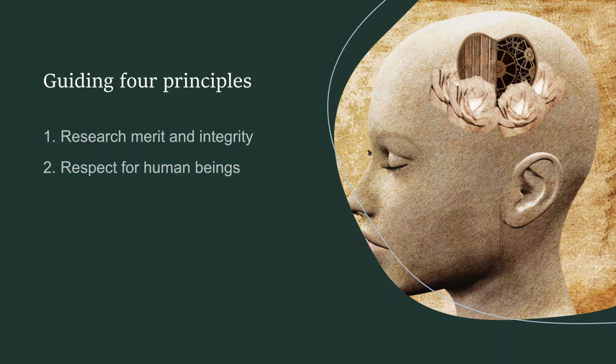The second one is respect for human beings, and underpinning this is the understanding that every single person, every human being, has value in and of themselves. The third principle is beneficence, which is the obligation that we have as researchers to maximise the possible benefits for participants in research and minimise the possible harms, with the ideal being to do no harm.